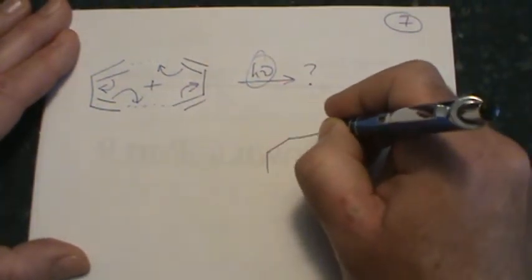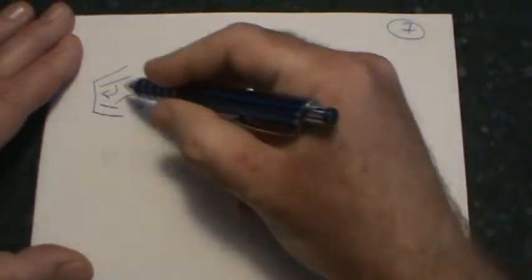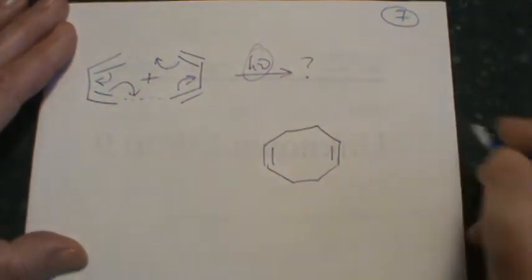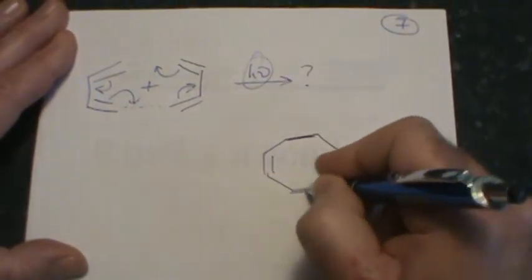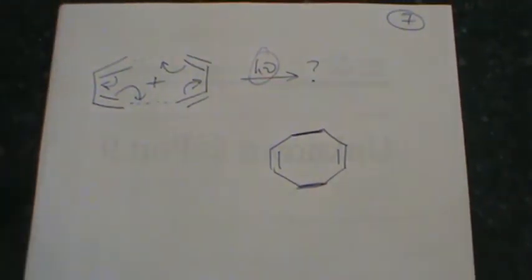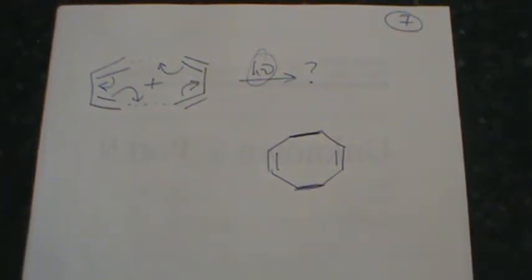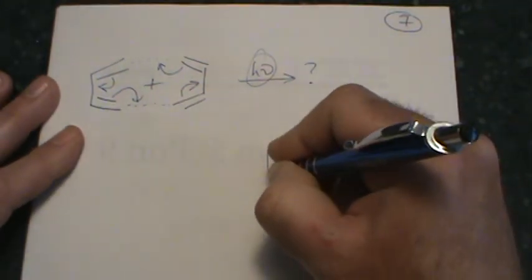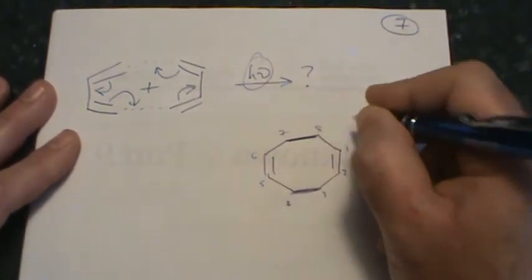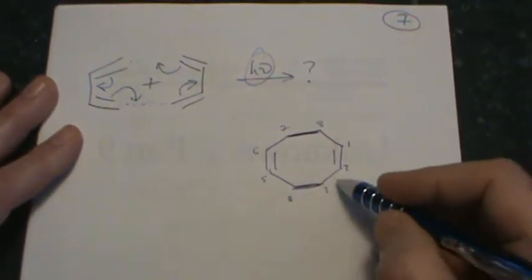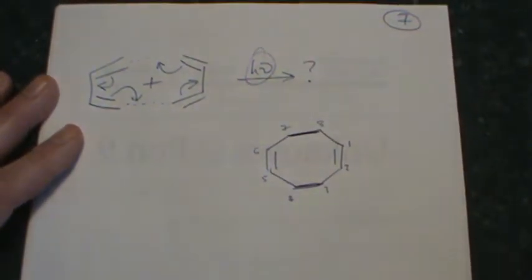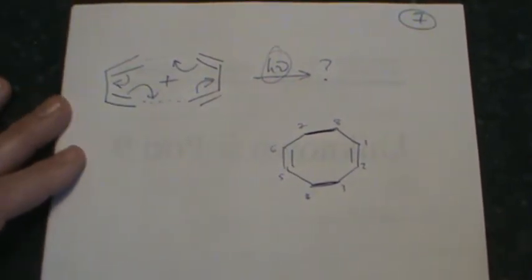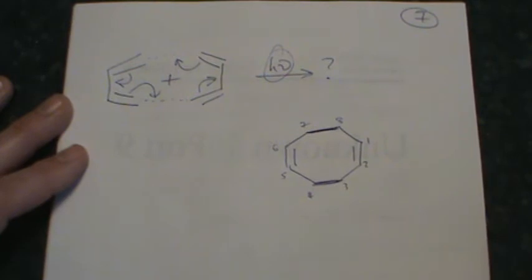The product would look like this. This arrow formalism tells me there'd be a pi bond there, and this one tells me there'd be a pi bond there, and of course these are the new carbon-carbon sigma bonds. So there you have it. This would be a 1,5-cyclooctadiene.